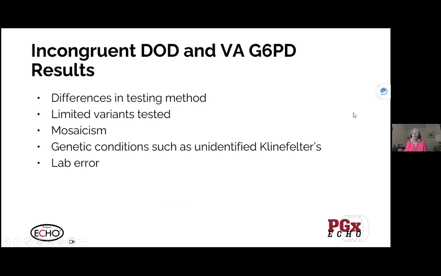So we are starting to come across more cases where there's incongruent DoD and VA G6PD results between the genotype testing and the enzyme testing that occurred. This may be because a lot of the testing done in the DoD was enzyme testing, and in the VA it is the genotype testing. We are only testing 10 of the 230 variants. There's also the mosaicism that can happen with females or people with two X chromosomes, which could be an unidentified genetic condition such as Klinefelter's, also lab error.